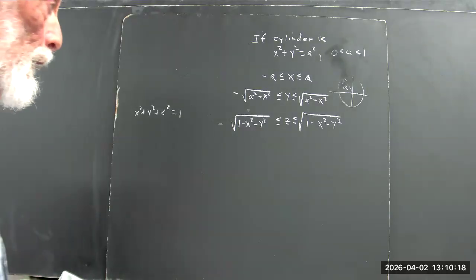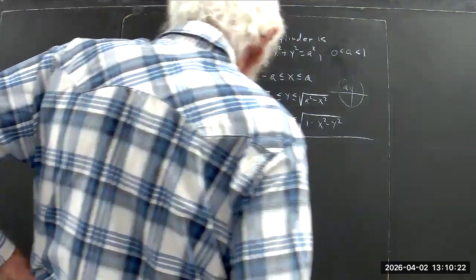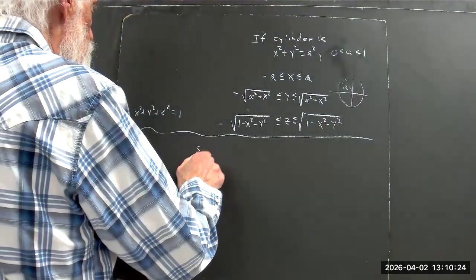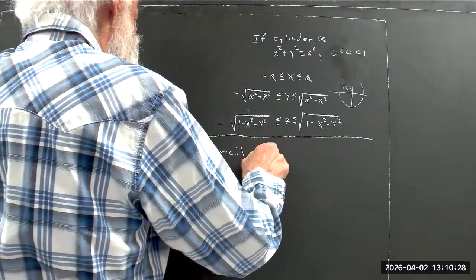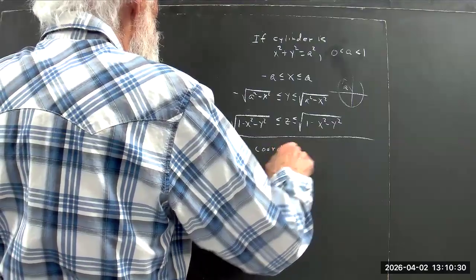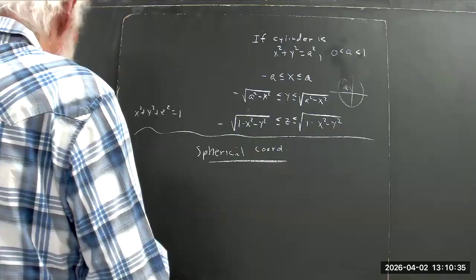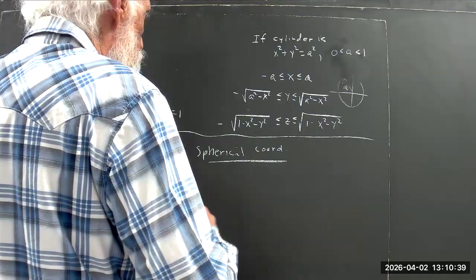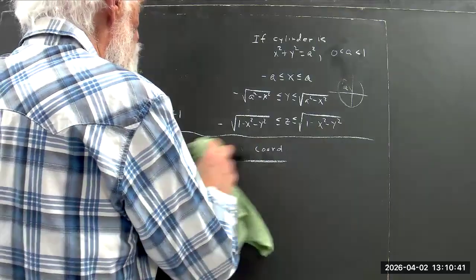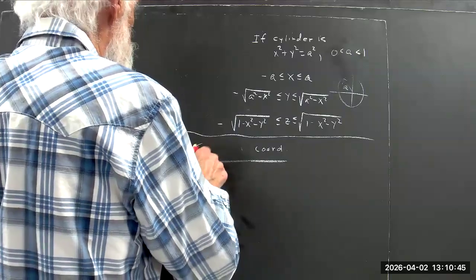Okay. Now, to do this with less trouble, spherical coordinates. We don't want to do spherical coordinates. I mean, we could. It's interesting to go ahead and try. It's actually simplest in cylindrical.